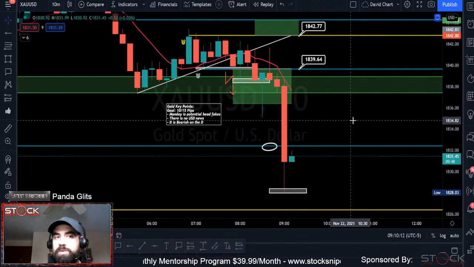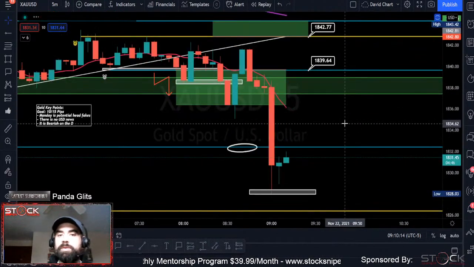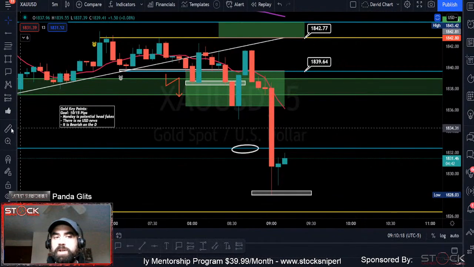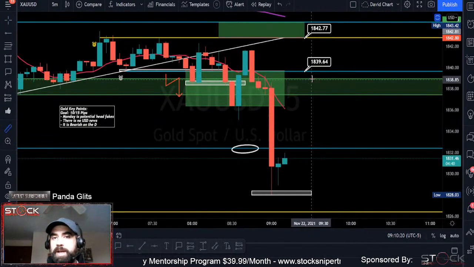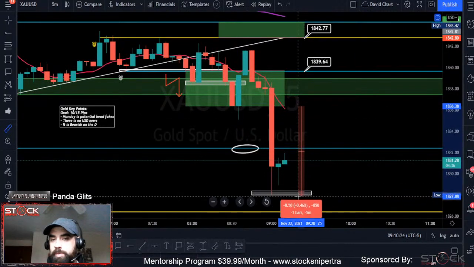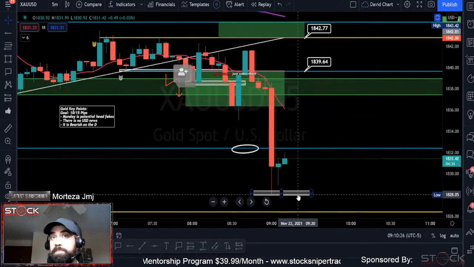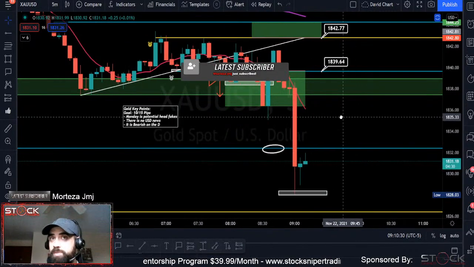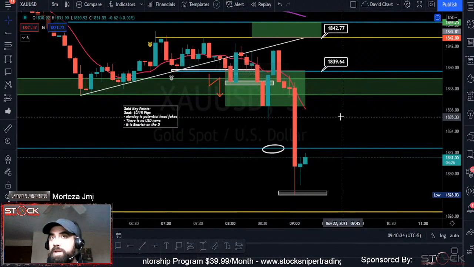Okay, guys. So now we want to go to 5 minute. Guys, if you ended up catching that break, even if you caught it from down here, that candle ran almost 75 pips. That's a lot. I had someone on YouTube say he made like 3K on that gold sell.